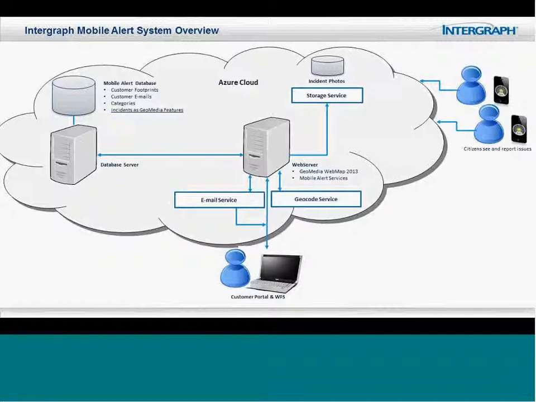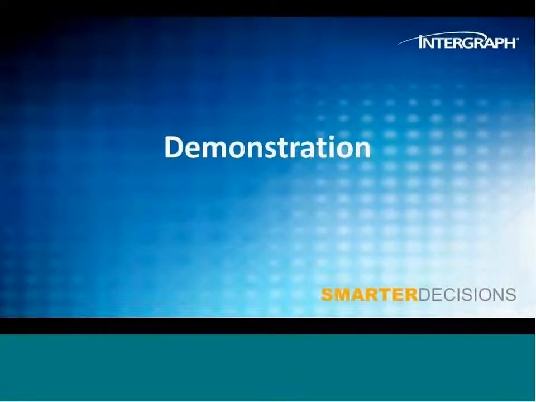A couple of other services there. You see the email service and some of the geocode service that we use out of Azure. And then the access at the bottom. Customers have access in their GIS departments through WFS or through the portal. So again, at the bottom, customer access, a portal, or through WFS to actually get the incidents and bring them into a GIS desktop.